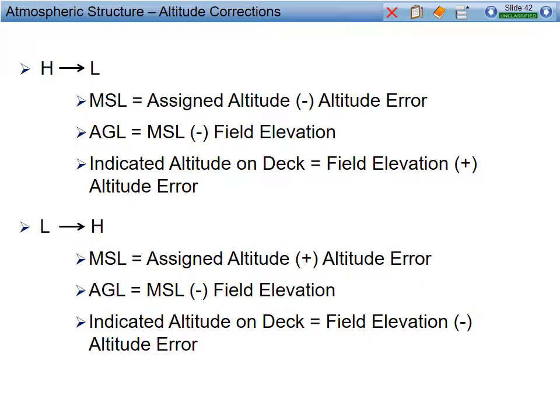Similarly, the opposite is true if you're going from low to high. You will find out what your altitude error is by taking the difference in altimeter settings and multiplying times 1,000. You'll add that to your assigned altitude in the case of going from an area of low to an area of high pressure. The AGL altitude will still be subtracting the field elevation from that true altitude, and the indicated altitude when on deck at the destination will be the opposite of the other scenario. You will take the field elevation and subtract your altitude error.